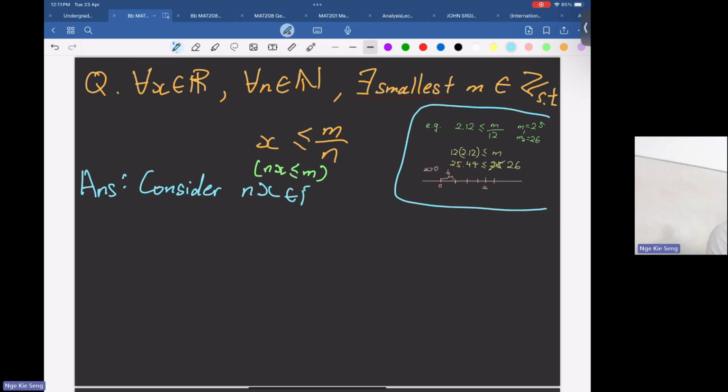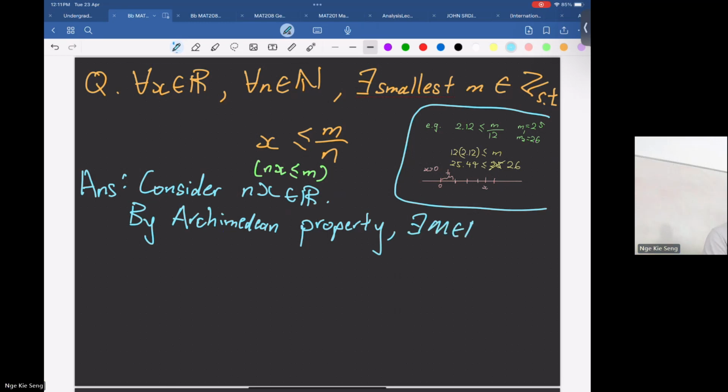Okay, so consider nx. nx is some real number. By the Archimedean property, it says any real number, you can find a natural number that is greater than or equal to it. So that is m such that nx is less than or equal to m. But that's not quite enough, right? Because we want the smallest one. We don't yet know whether this m is the smallest or not. So how to make this m the smallest one?